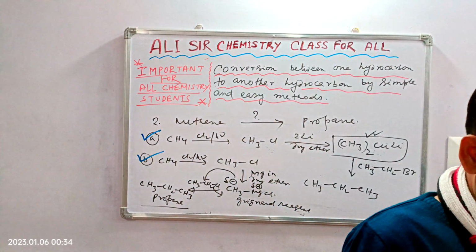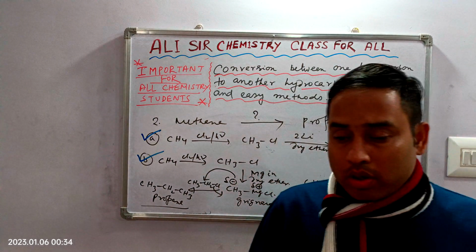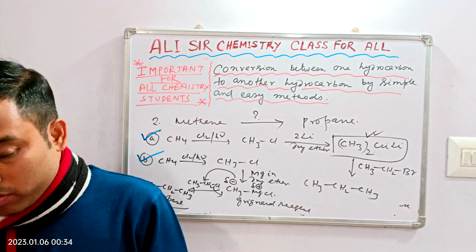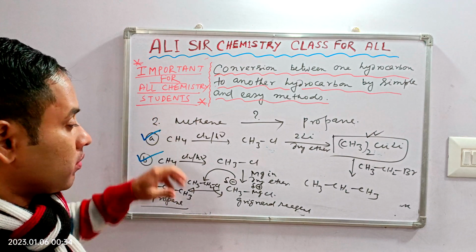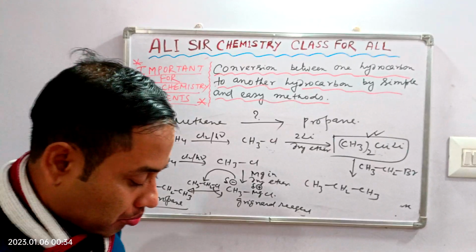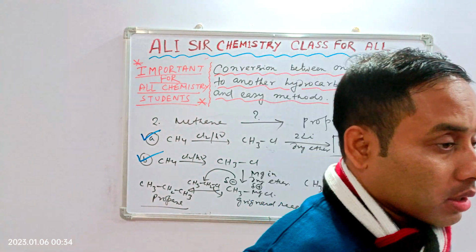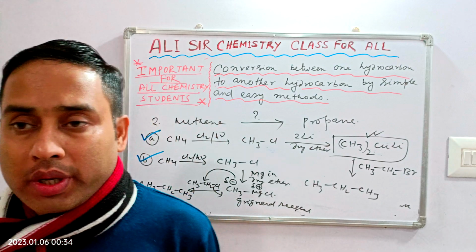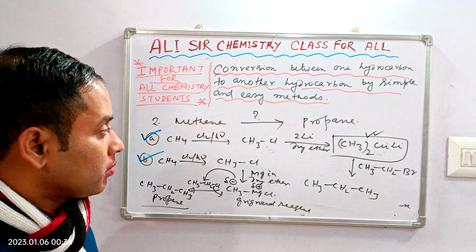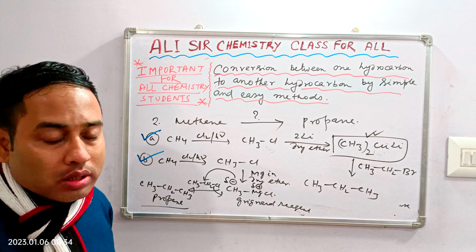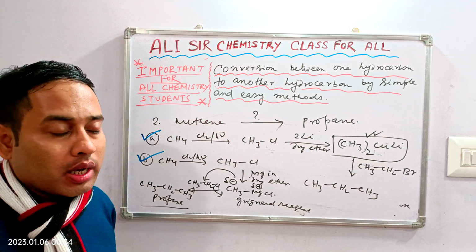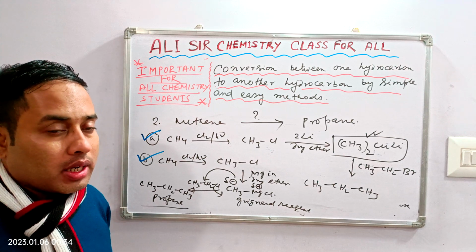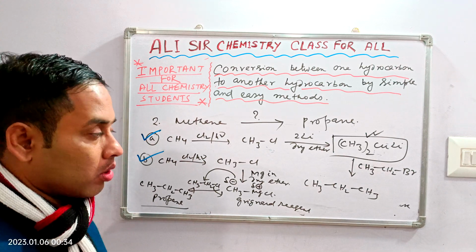We can increase the number of carbon atoms from lower alkane to higher alkanes. So in the first 2 examples, I have given the 2 conversions, that is methane to ethane and methane to propane. So what is the basis of this conversion? We have converted lower alkane into higher alkane. Lower alkane means the number of carbon atoms is less, and higher alkane means the number of carbon atoms is more.